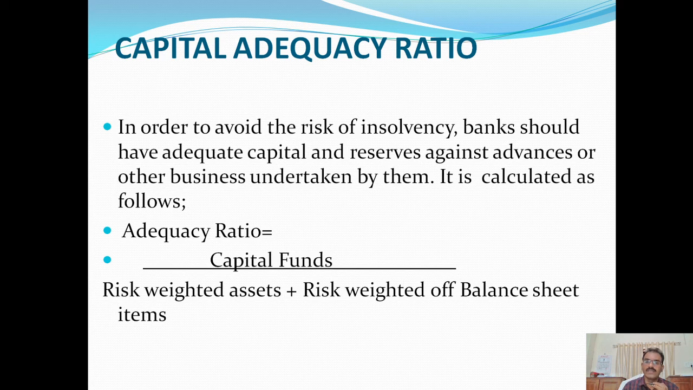And the capital adequacy ratio is calculated as follows. Capital adequacy ratio, or CAR, is equal to capital funds divided by risk weighted assets plus risk weighted off balance sheet items.